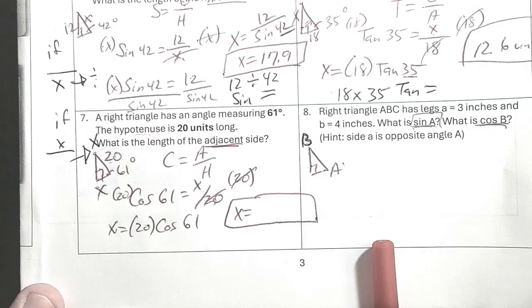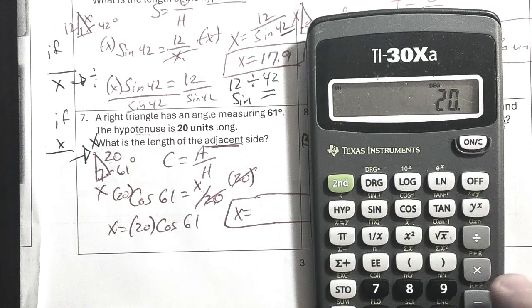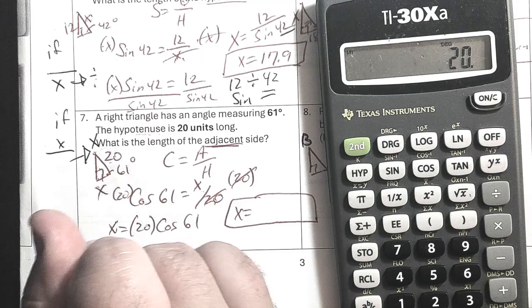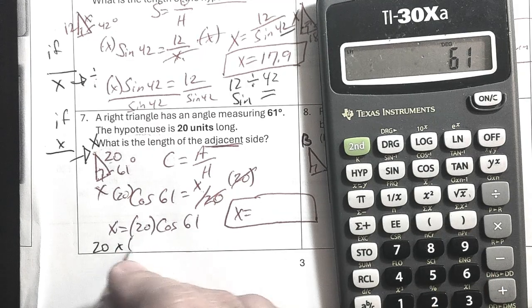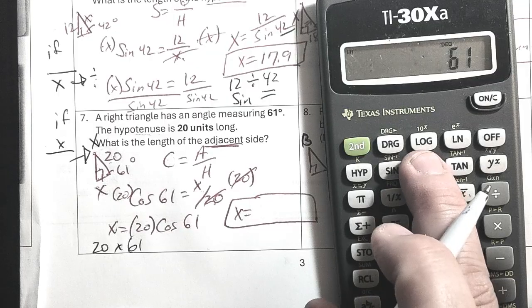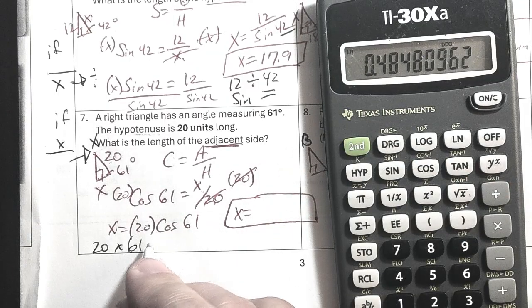So on the calculator, 20 times, so 20 times 61, because I got to get the number first, then cosine. See, that is the cosine for a 61-degree angle.